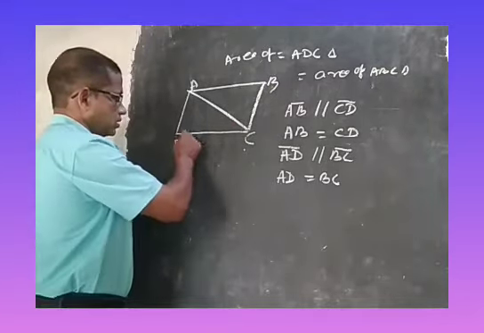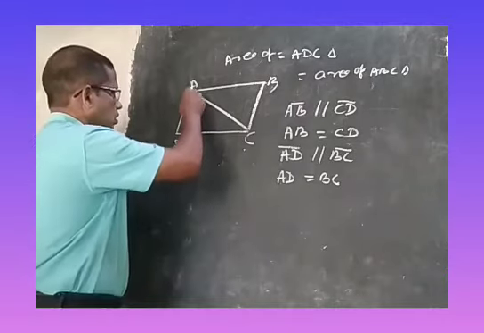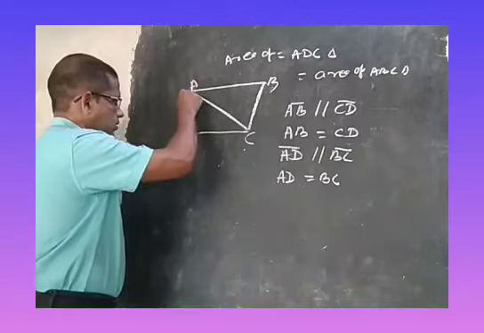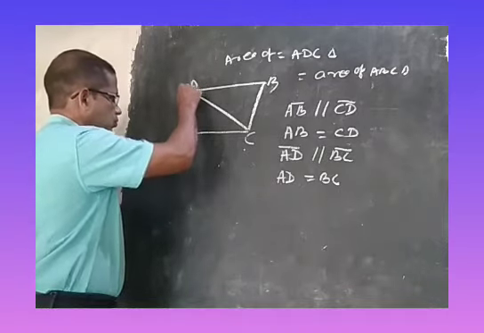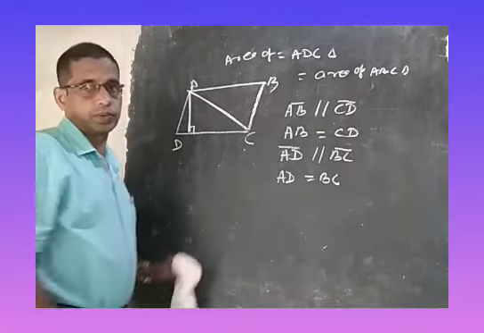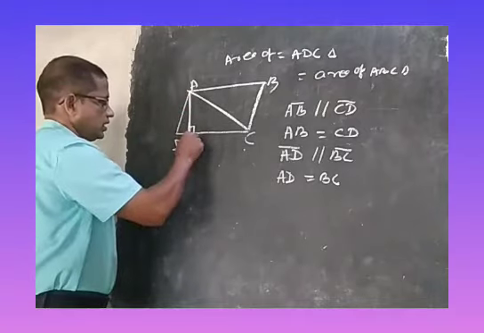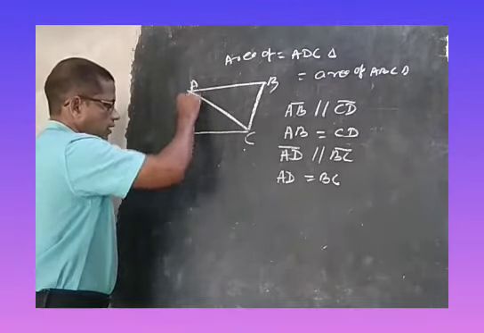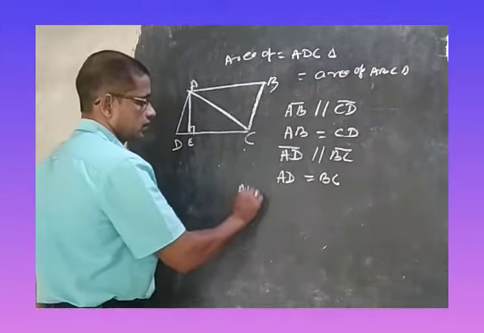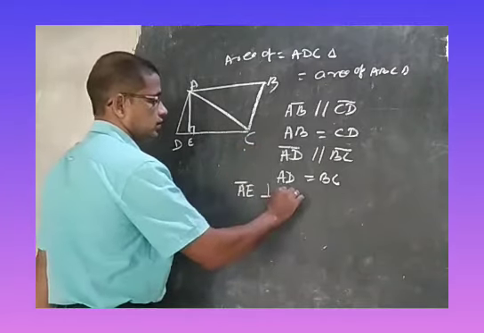Take CD as the base of the parallelogram. We draw a perpendicular, or a height, from point A to the base CD. AE is the height of the parallelogram. Then AE is perpendicular to CD.